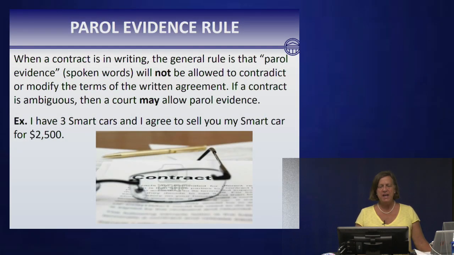The parole evidence rule. And so we have this rule because we want stability in commercial transactions. So when a contract is in writing and it otherwise looks complete, the general rule is that parole evidence or spoken words will not be allowed to contradict or modify the terms of the written agreement. If, however, a contract is ambiguous or unclear, then a court may allow parole evidence. And so the example we went over in class was, I have 3 smart cars and I agree in writing to sell you my smart car for $2,500. The court would allow in parole evidence to prove which car is my car.